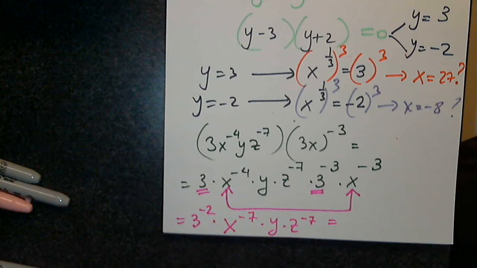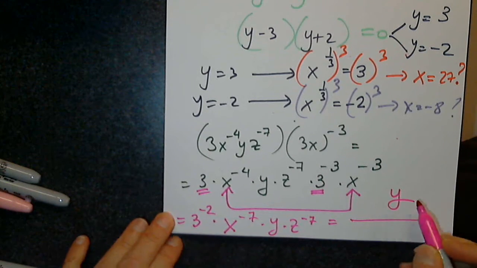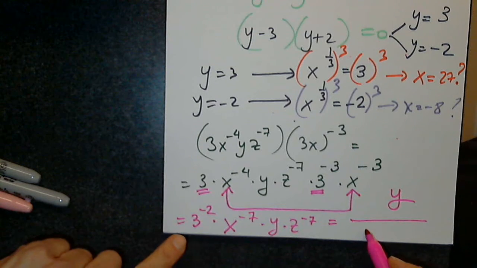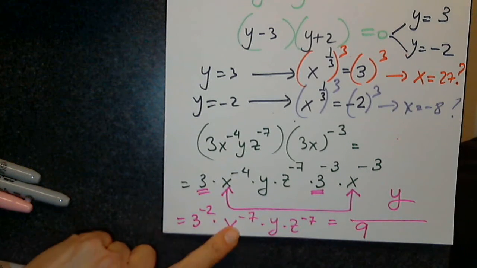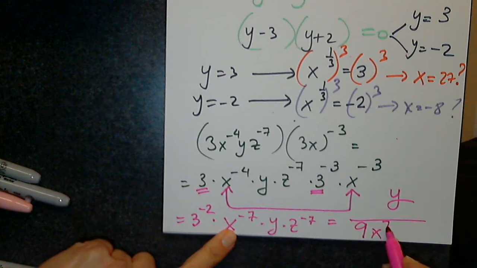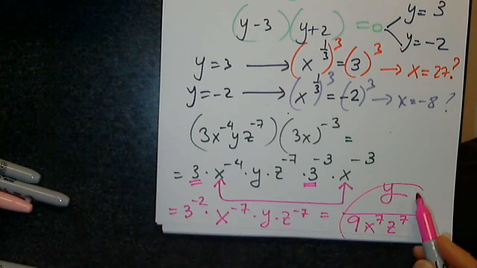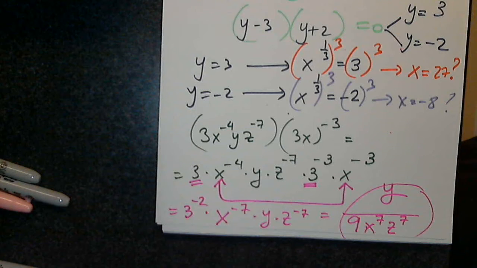Very good. Which of these factors will stay at the top and which will go to the bottom? Y will stay at the top, and the rest will go. So what do I have? Right. 9, 67. Correct? C is. Very good.